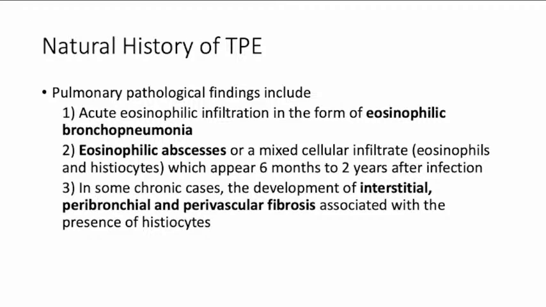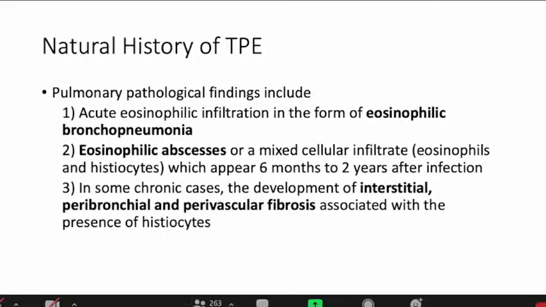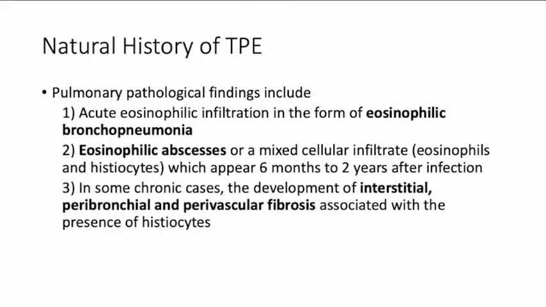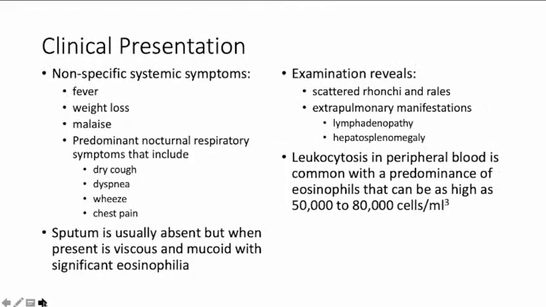In some chronic cases, you can have development of interstitial, peribronchial, and perivascular fibrosis. So you have fibrosis due to infiltration of histiocytes, and this can then complicate with pulmonary hypertension and the consequences that happen thereafter. In terms of clinical presentation, the symptoms are non-specific.